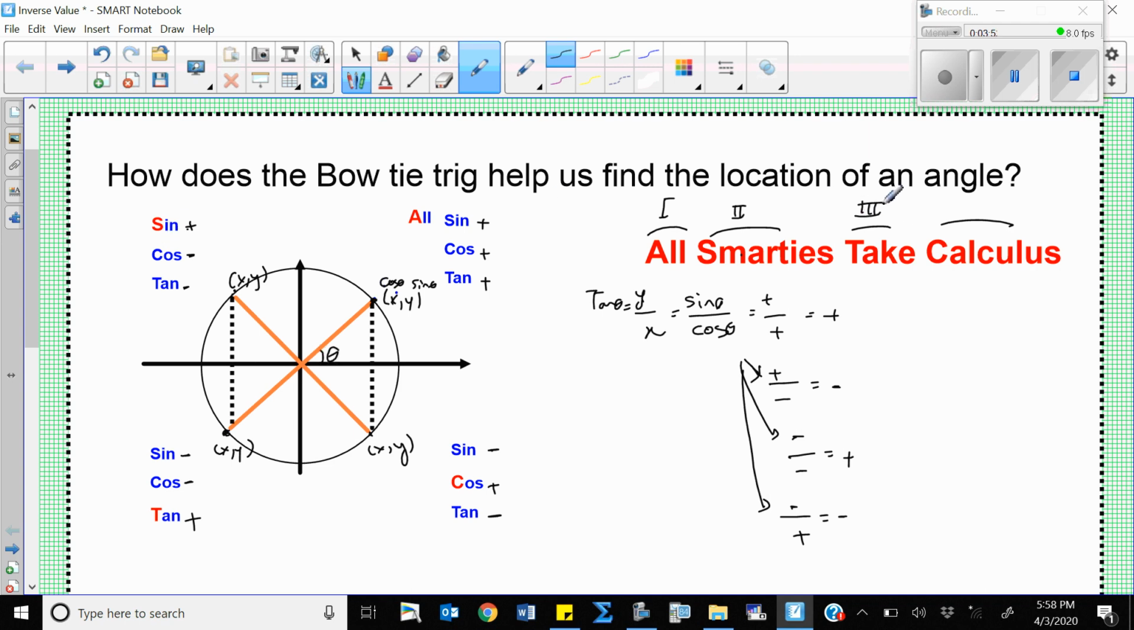Third one, take, is for the third quadrant, and T stands for tangent. So only tangent is positive and the other two are negative. And then the last one, calculus, is for the fourth quadrant. And C stands for cosine, that means only cosine is positive and the other two are negative. So we use this bow tie and this phrase in order to figure out the location of the angles based on their sign, like positive or negative. We're going to use this a lot for the next problem that we're going to solve.